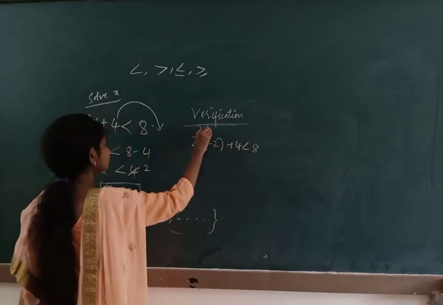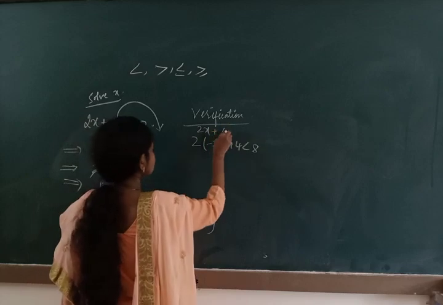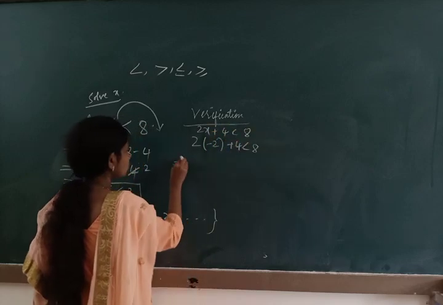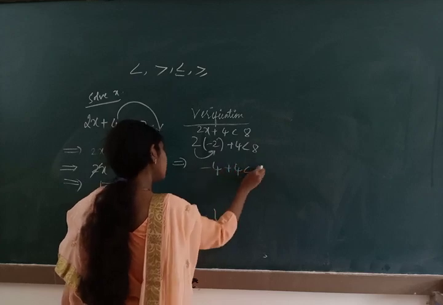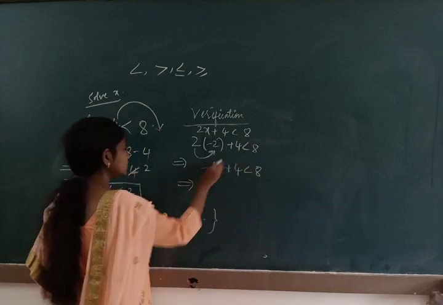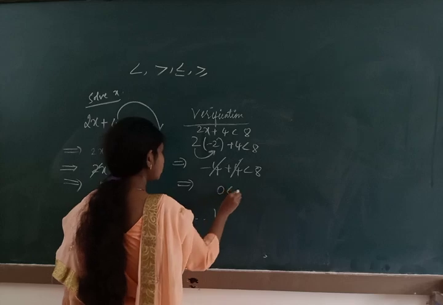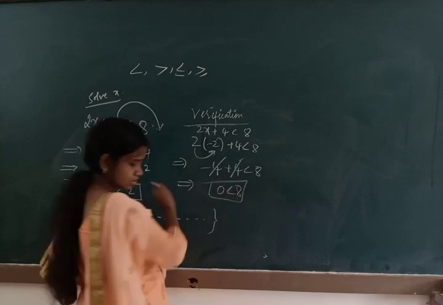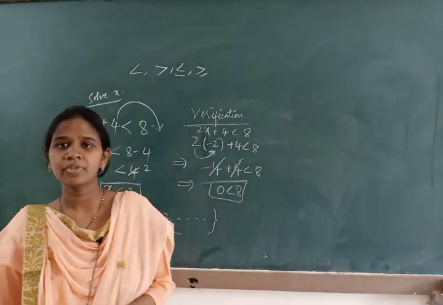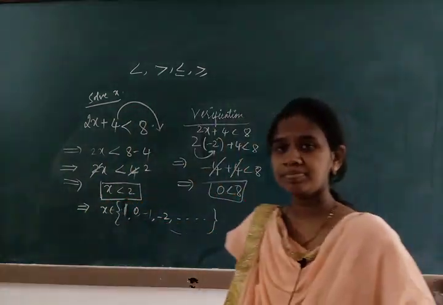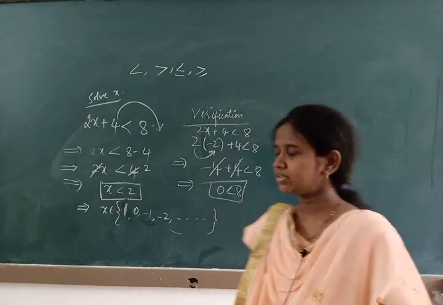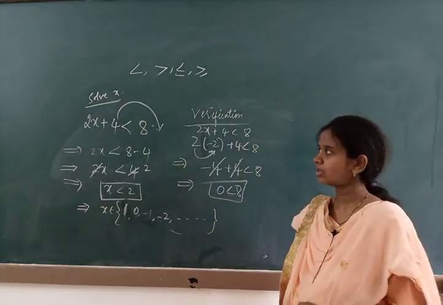What was our inequality? 2x plus 4 lesser than 8. Multiply, it is minus 4 plus 4 lesser than 8. Minus 4 plus 4 cancel out. What remains? 0. 0 lesser than 8. Is 0 lesser than 8? Yes, 0 is lesser than 8.